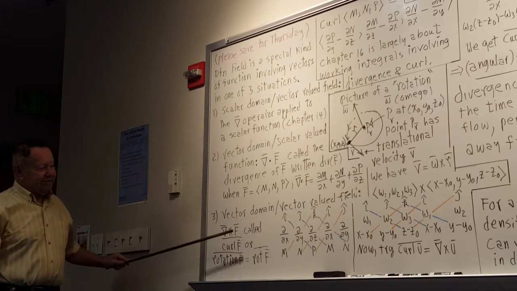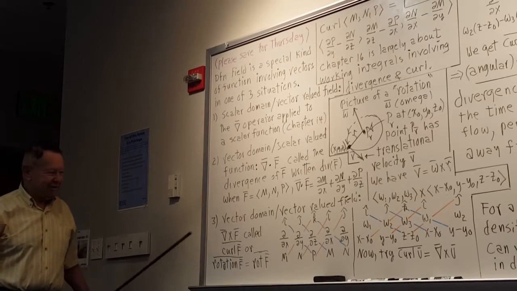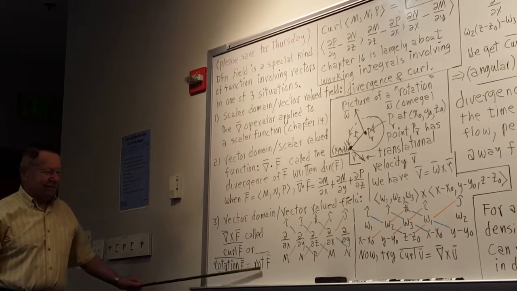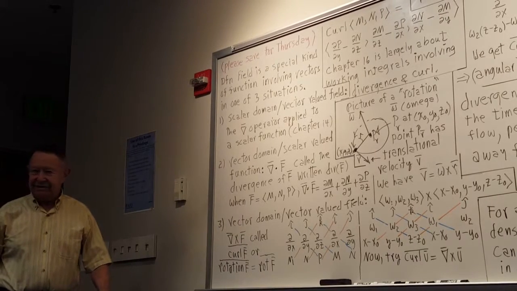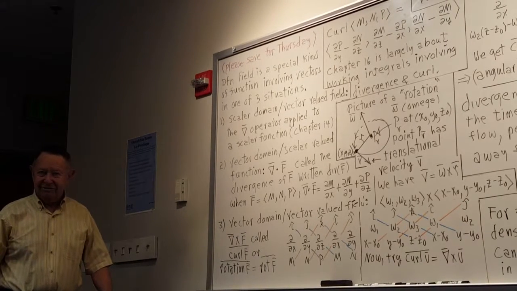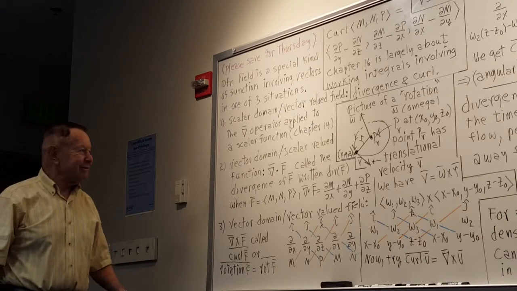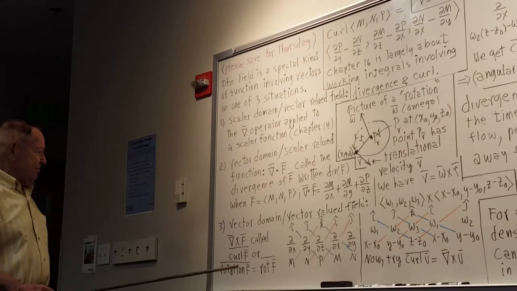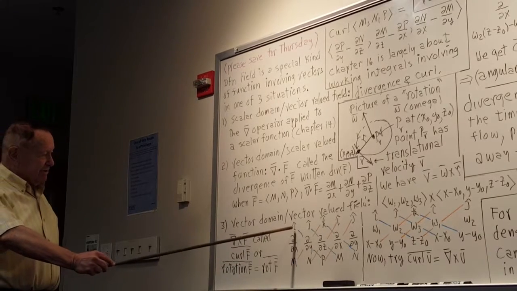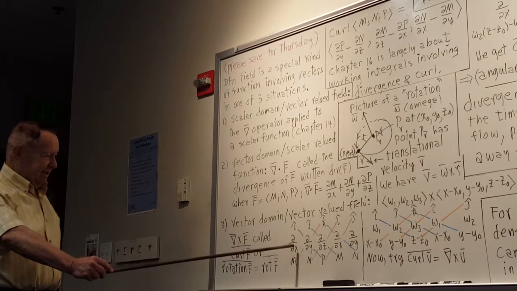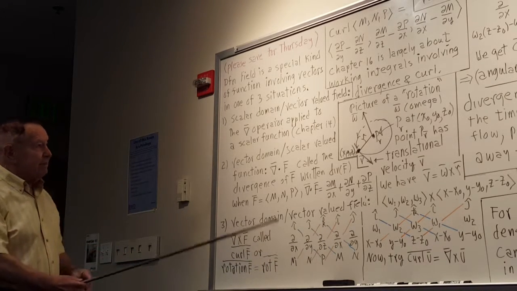And you have a little Scottish nationalism here, you see, between whether you call it curl or call it rotation. Books printed in this country all use curl, so Maxwell seems to have won out. Anyway, you're setting this up as you would a cross product. So you have your I, J, K, your partials, and your M, N, and P.